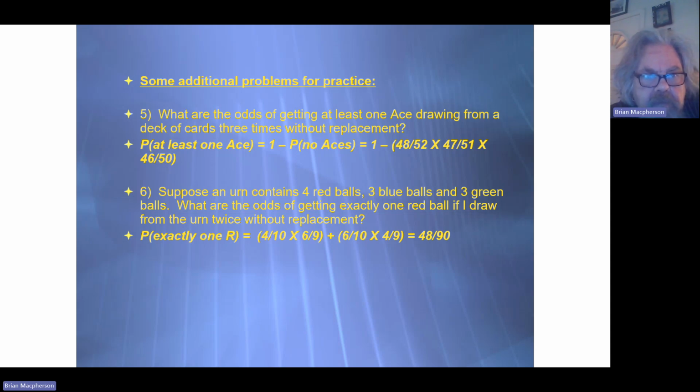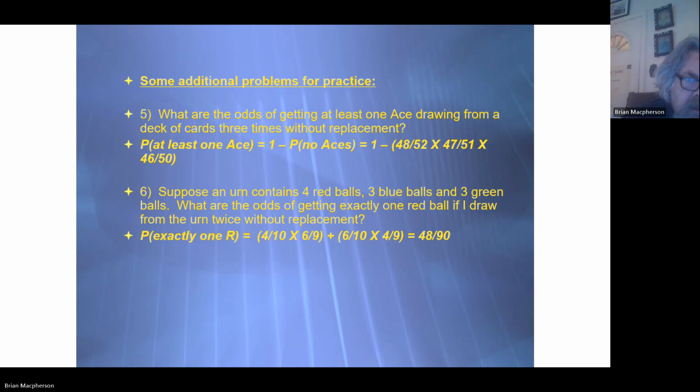Why? Okay, well, again, I want to know the probability of getting exactly 1 red without replacement. So look at the first time. The first time, it's 4 out of 10, right? Because there are 4 red balls and 10 balls in the urn. But the second time that I draw, because there's no replacement, there will be 1 less ball in the urn.